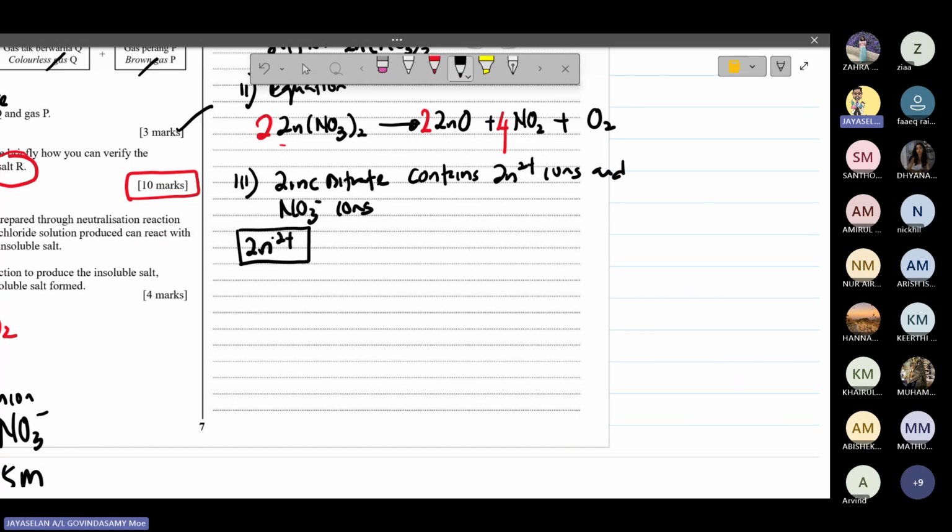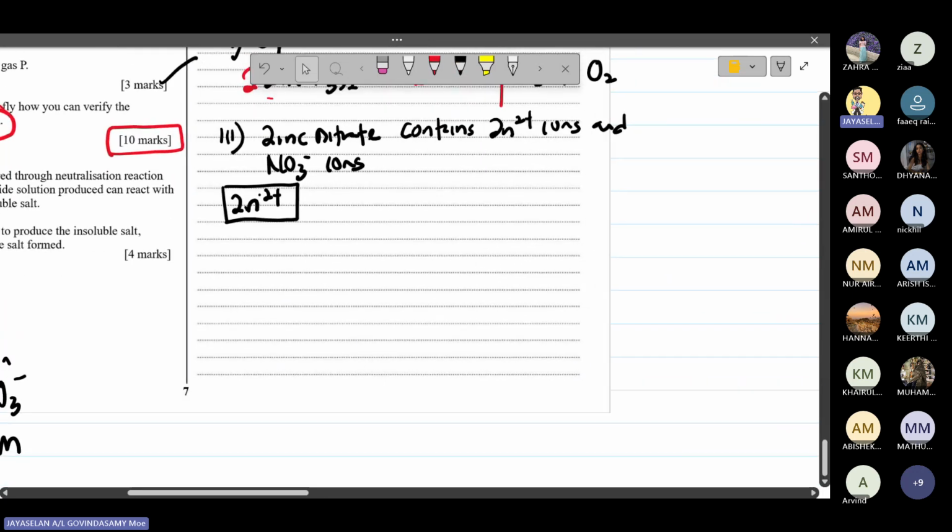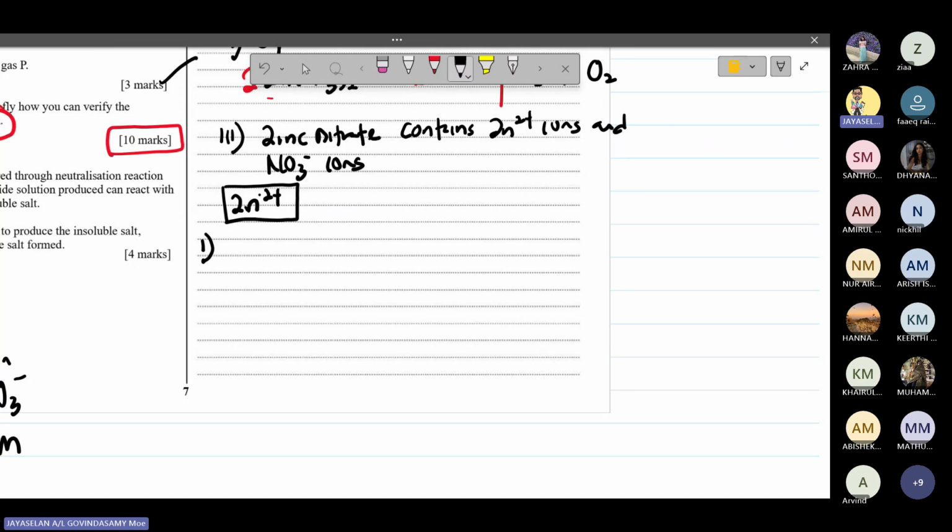Okay, I want to describe the confirmatory test. First procedure: pour 2 cm3 of zinc nitrate solution into a test tube. So I put here pour 2 cm3 of zinc nitrate solution into a test tube. You want to write the formula also can. It must be test tube, boiling tube is all wrong. Okay, you already score 1 mark.